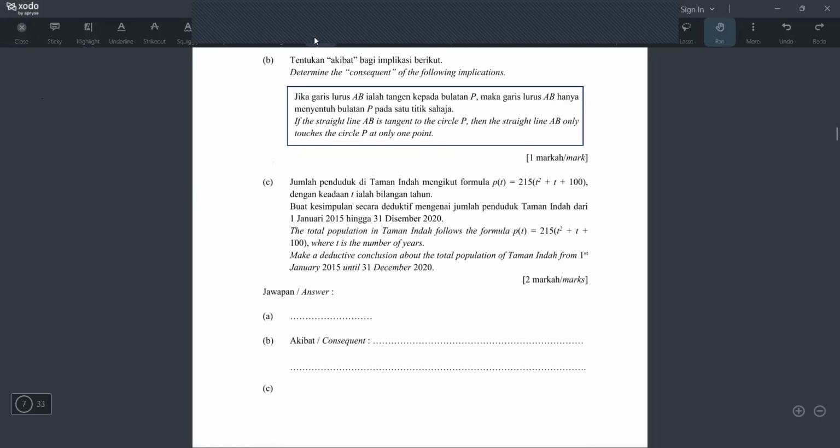Okay, number B. Okay, I think I will write here, sebab ada wrong jawapan. Okay, B. Determine the consequence of the following implication. Tentukan akibat bagi implikasi berikut. Okay, you need to know what is this word, consequent, akibat. So, implication, the format is always like this. If something, then something, right?